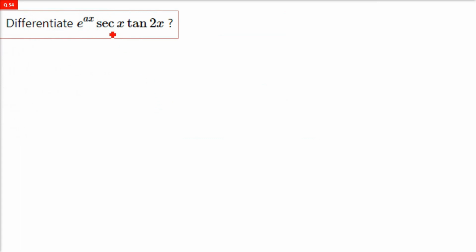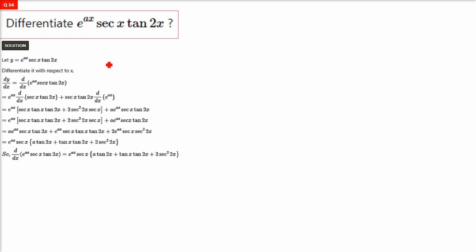Differentiate e raise ax sec x tan 2x. Now you will learn in this question how to differentiate when you have in multiplication more than 2 terms. When you have 2 terms, you just directly apply the product rule. But here we have more than 2 terms, actually 3 terms. It can be 3, 4, 5, n number of terms. The way we solve this kind of question is, any one we take as 1, and the other 2 we take again as one term.